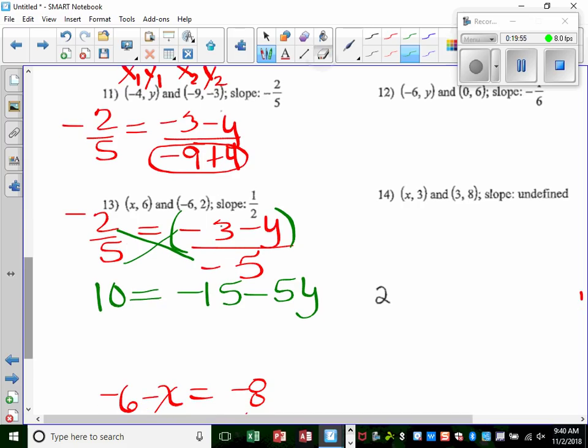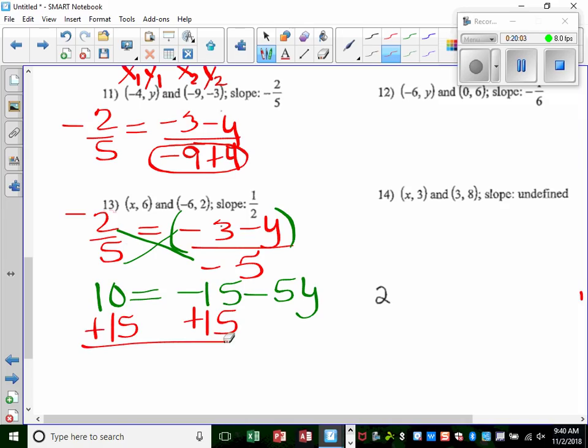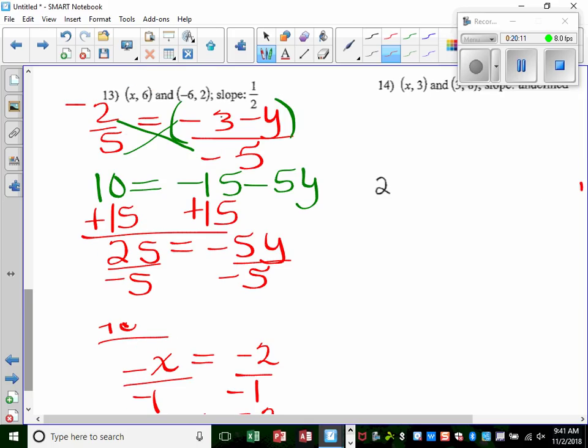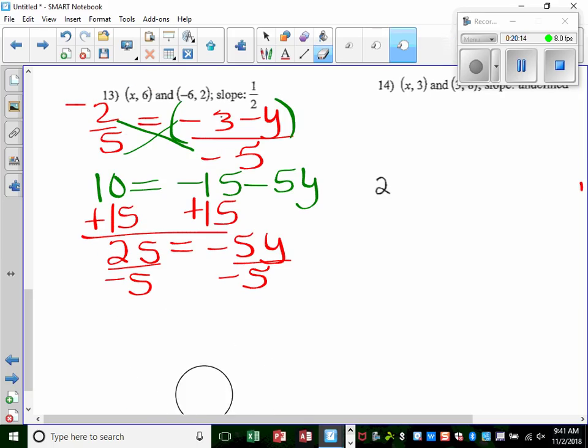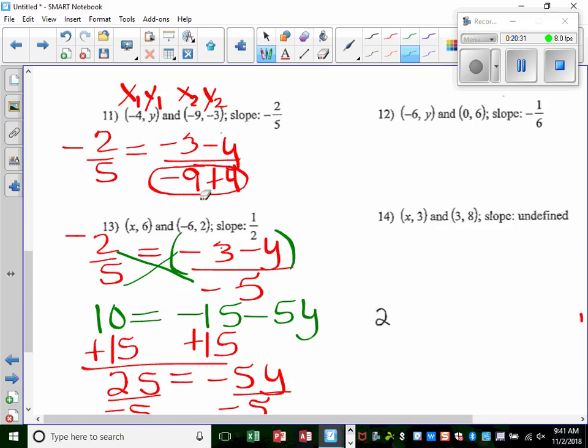We're going to add 15 to both sides and solve it. That's it. So that's going to give me 25 equals negative 5y. Divide by negative 5. So what's my value for y? Very good. Does that seem pretty doable? It's just really putting everything in the right places and then cross multiplying. But make sure you simplify the numbers that you can simplify, like we did here at the bottom. Just simplify that and then cross multiply.